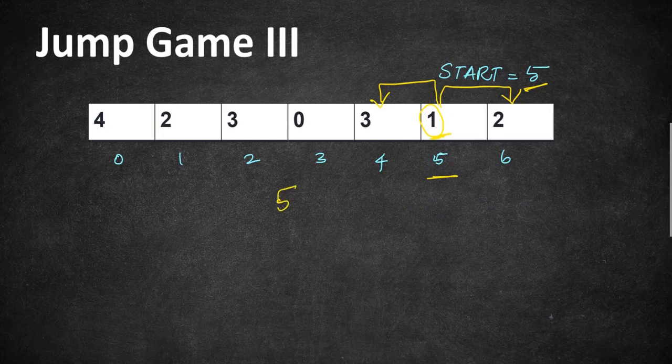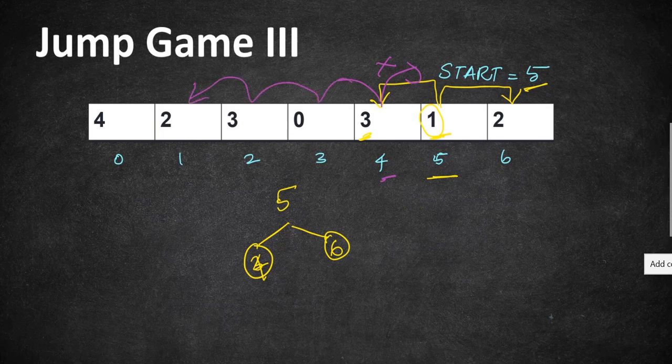Starting from index 5, we can travel to index 4 or index 6. Now from index 4, the value is 3. So we can jump 3 positions. We don't have another path this side because we don't have 3 elements after index 4, so we have to jump backward. Counting 1, 2 and 3, we land at index 1 with value 2. So now our tree grows from index 4 to index 1.